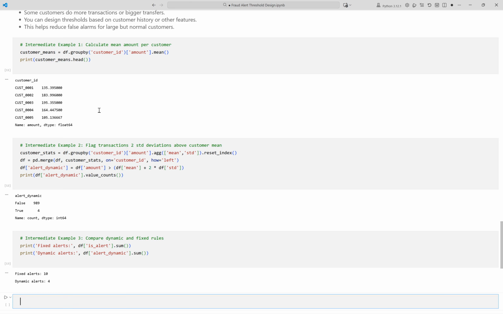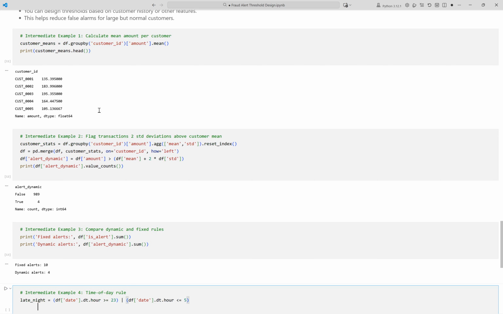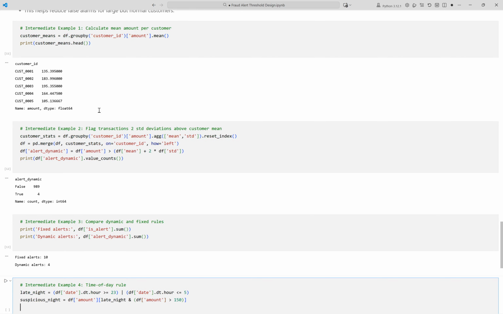We make a rule for late night, from 11 p.m. to 5 a.m. We consider a transaction suspicious if it is late night and over $150. We print the number of suspicious transactions happening late at night.